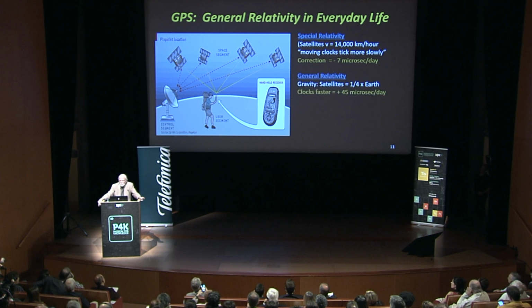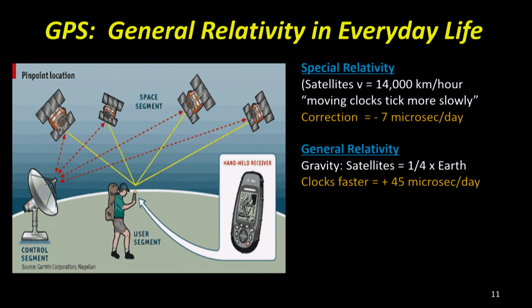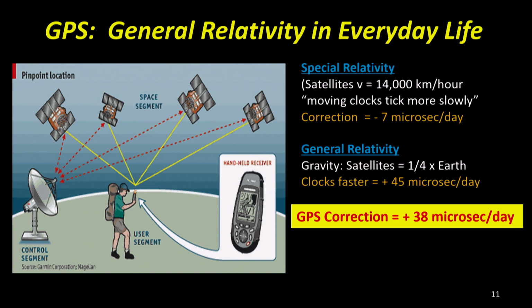But it turns out that general relativity, my subject for today, also affects the clocks, because the gravity up where the satellites are is only about 1/4 of what it is here on the Earth where we are. And the correction is actually much larger than for special relativity. It's 45 microseconds a day and in the other direction. So the total correction is 38 microseconds a day. That doesn't sound like a big correction.